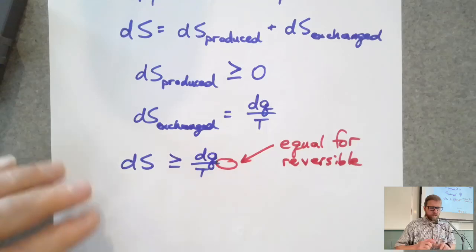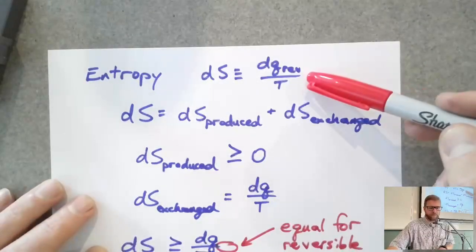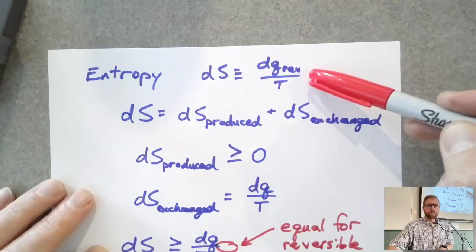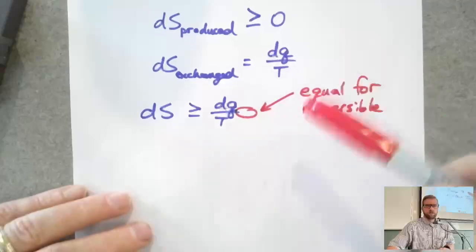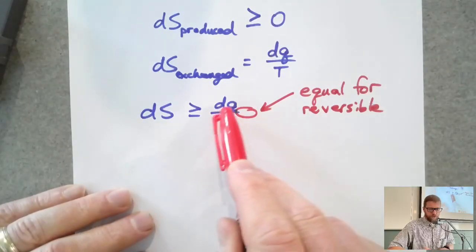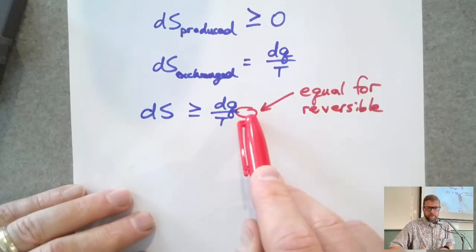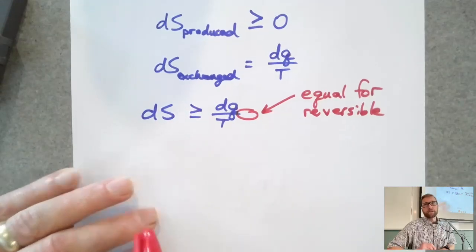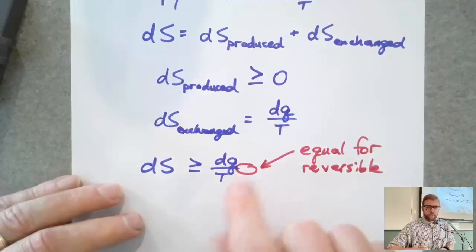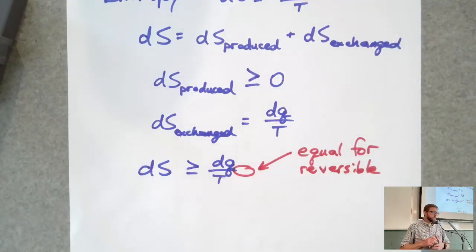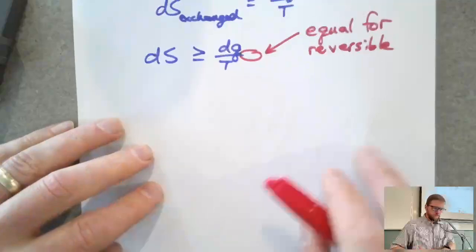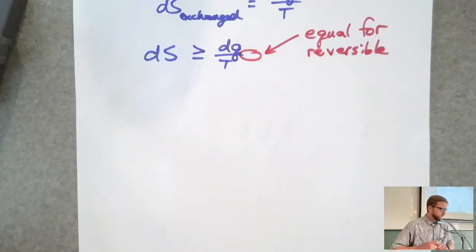So this still holds to our definition of entropy. ds is dq reversible over T, which is what we would have here. ds is equal to dq reversible over T if this is reversible. If it's not reversible, then ds is bigger than that, because ds produced is greater than or equal to 0. Okay, so this inequality is a little bit helpful, and we'll see how we can make use of this in just a minute.